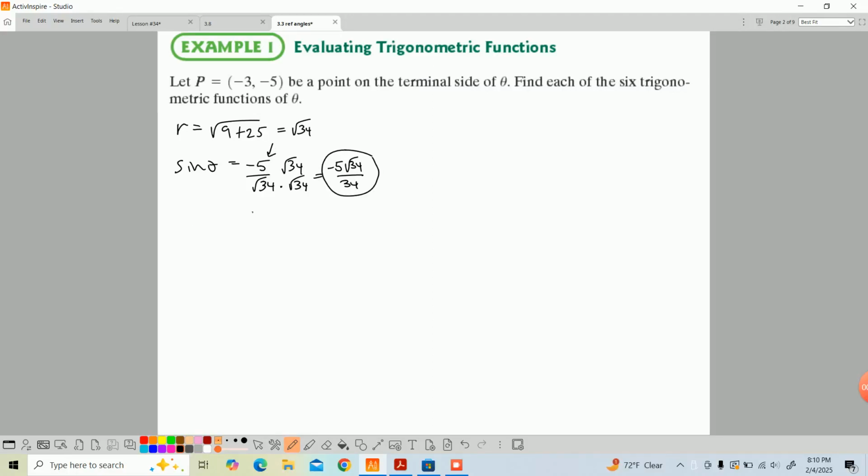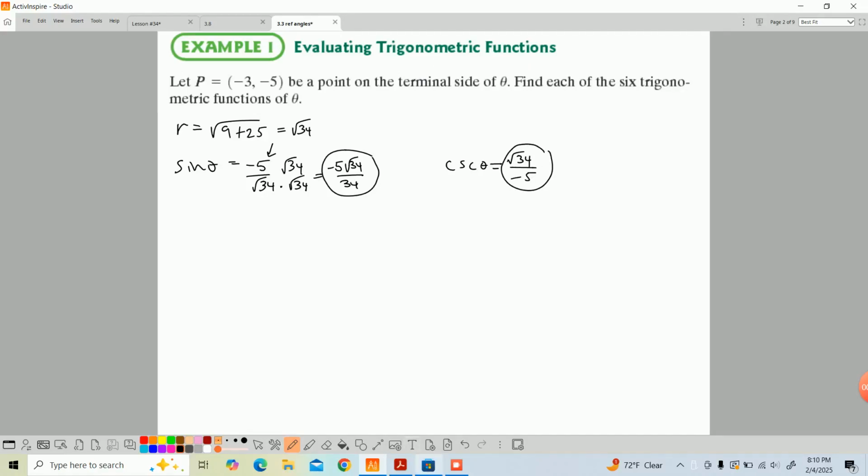Now keep in mind that we set it up right there with y over r, but we didn't want to leave r on the bottom. So if I had to do the cosecant, remember I'm just flipping my setup, and that would be r over y. So that would be the r value over y, which is negative 5, and that's that right there.